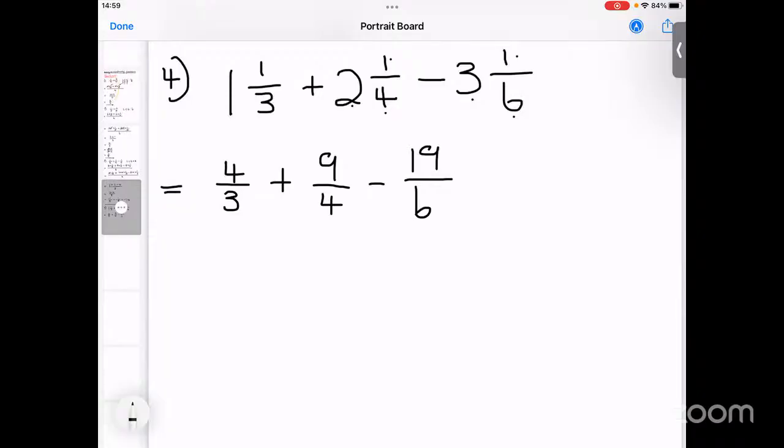Now you have it as the fractions that we have been dealing with all along, whereby you will now have to identify your LCD. So your LCD, in this case, looks like it is 12, that lowest common denominator. It is definitely 12.